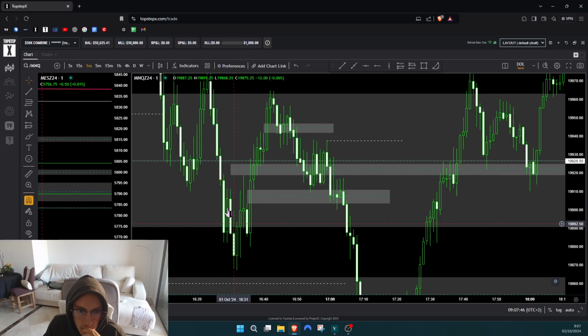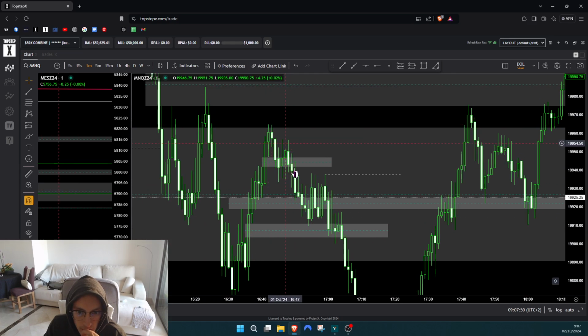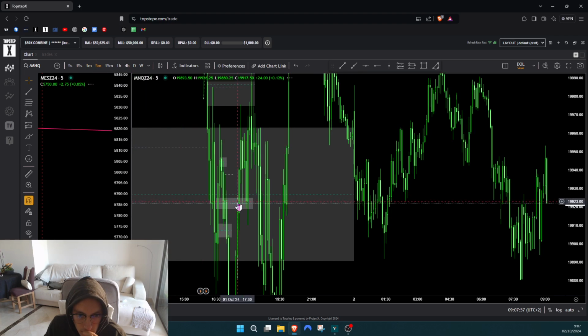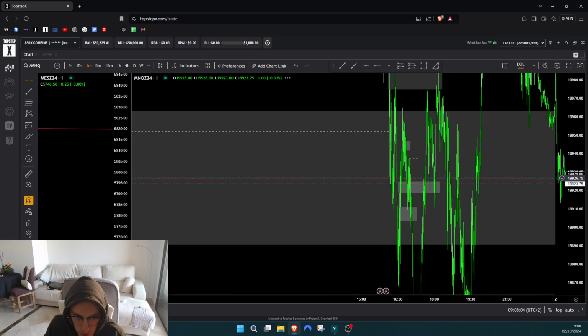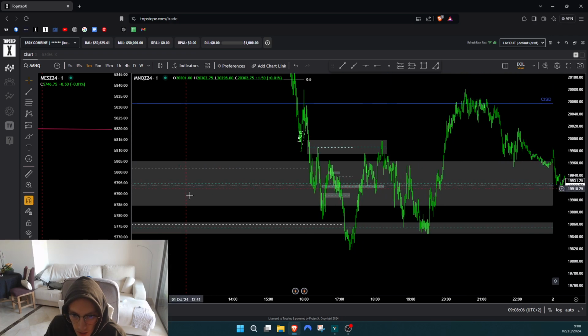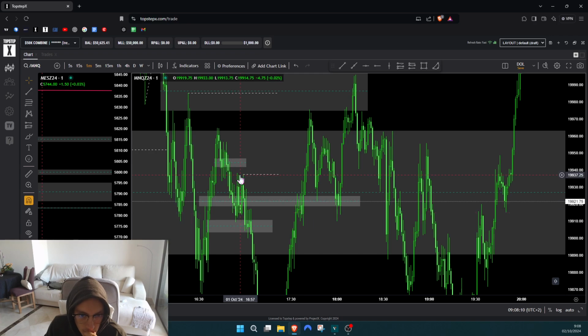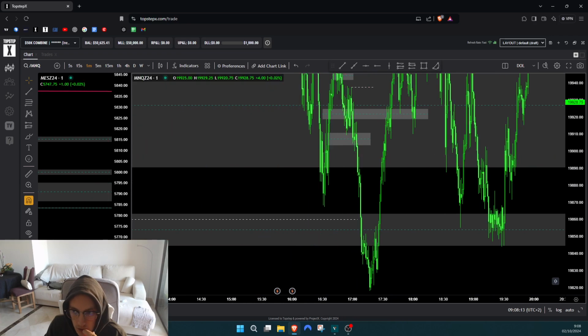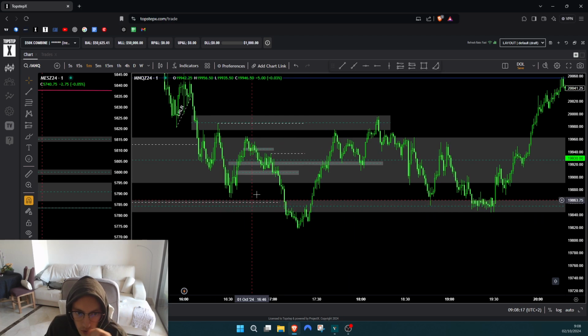So came down here, took liquidity, pushed back up, and then came back down to this fair value gap over here. I think it was on the 5 minute. Yeah, we created a 5 minute fair value gap. So on the 1 minute I got an entry, and then we pushed up a little bit, but then we came back down, pushed up to here, and then came back down, hit my stop loss, and then we had this massive move down here.